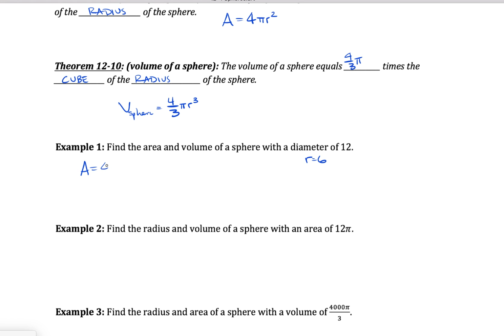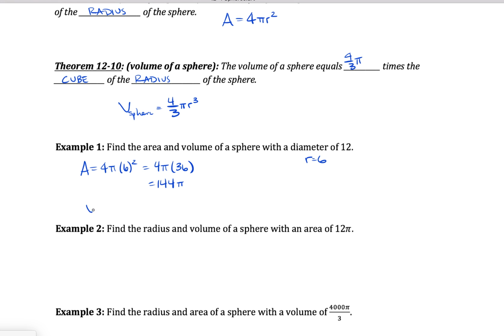The area is going to be 4 pi times 6 squared, which means it's going to be 4 pi times 36. And let's keep this in terms of pi. So we're just going to take 36 times 4, and we're going to get 144 pi.